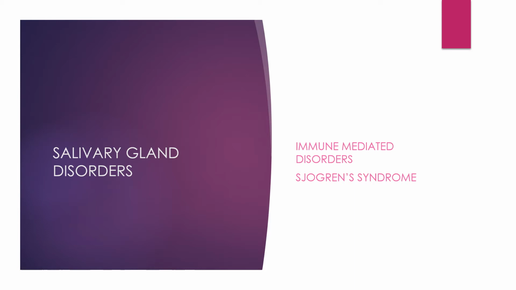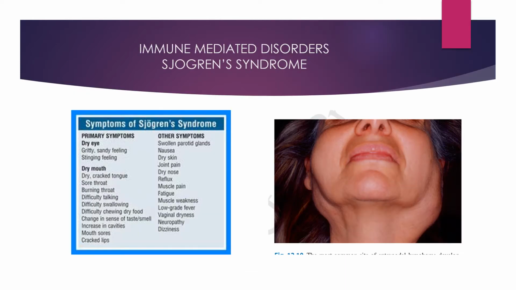We spoke about Sjogren's syndrome in DH 366. We will now review the disease's manifestations overall and take a deeper look at one of the cardinal signs of Sjogren's, which is xerostomia. Sjogren's is an immune-mediated disorder, and the symptoms are listed on the left-hand side of the slide.